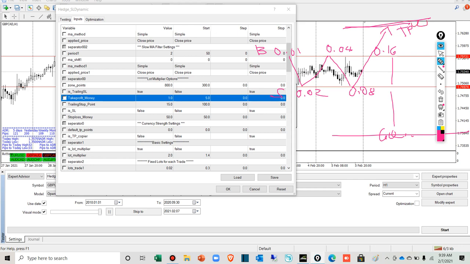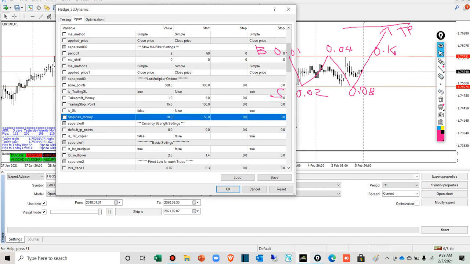So this is how the basics of the default take profit points work. But I'm not using that. I let the value be my TP, the value of my take profit. I'm not using the points.